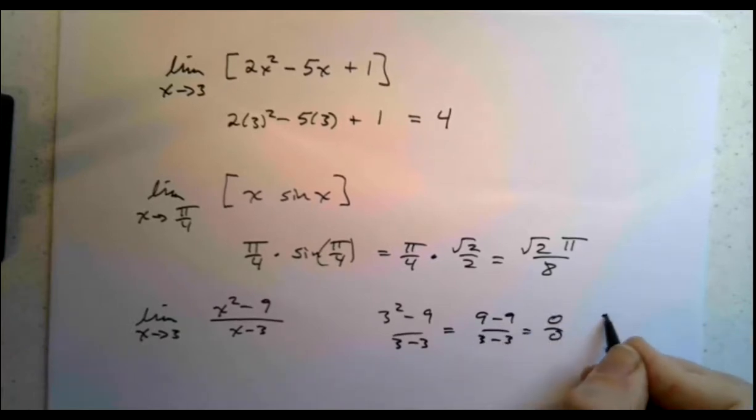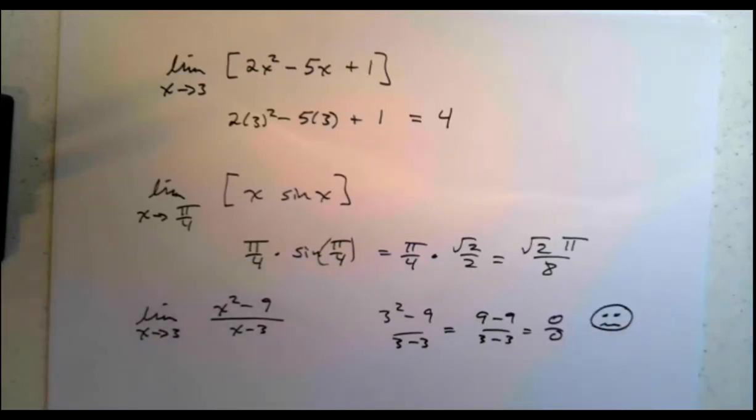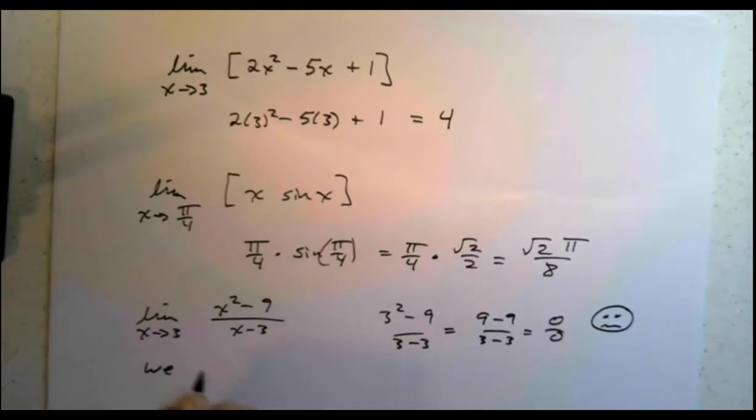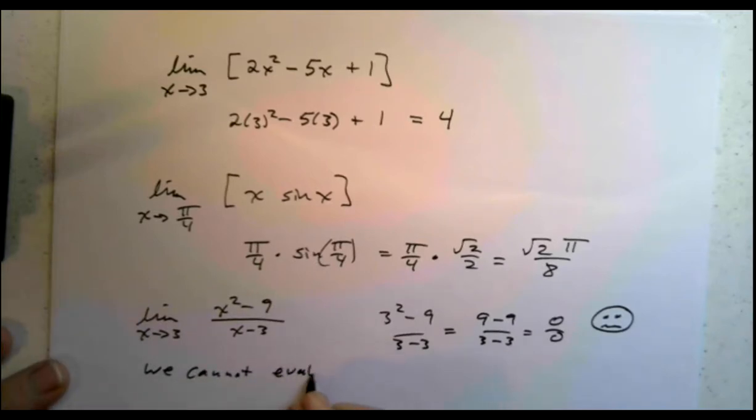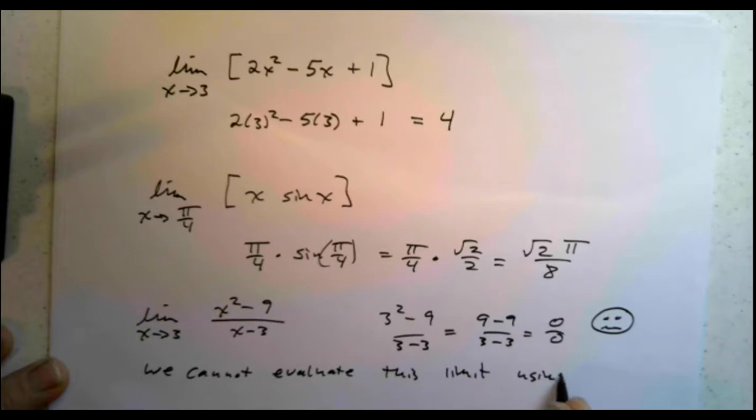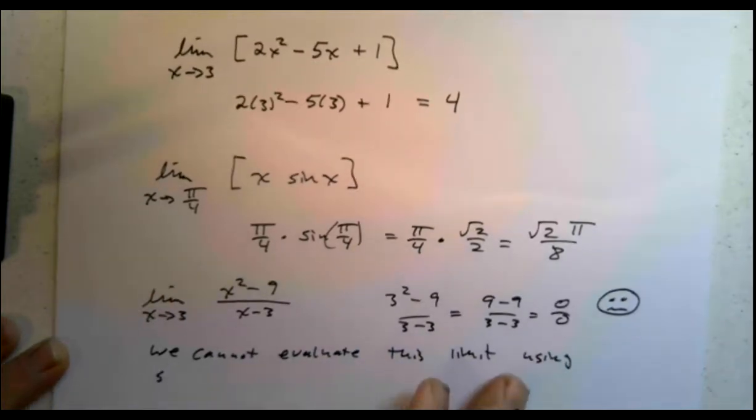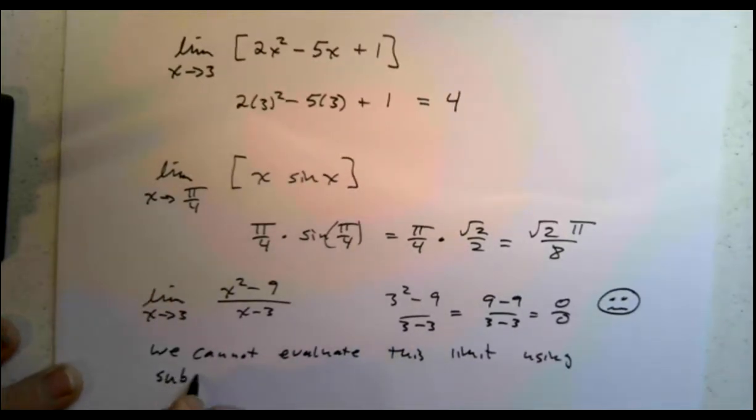0 over 0. Now, we need to talk about 0 over 0 because we cannot evaluate this using the plug-in method, using substitution. And again, the reason is because the function is not continuous there, which we'll formalize in a later video. Because you can't divide by 0, but I want to look at something.